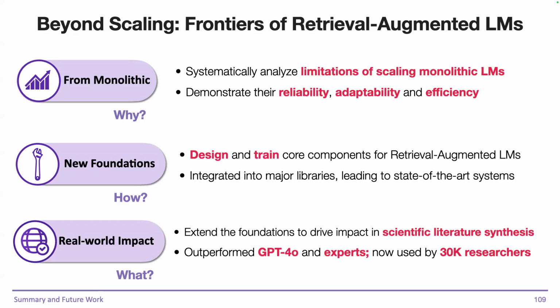Finally, I highlighted the real-world impact, particularly in expert domains like scientific literature synthesis. Our OpenScholar system outperformed proprietary models and even expert humans, and is now used by over 30,000 researchers.